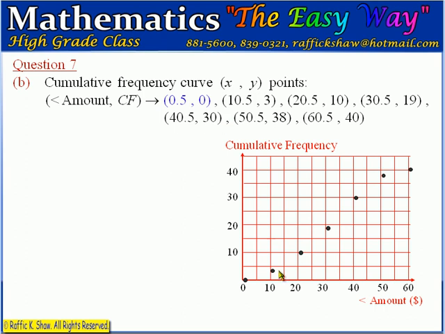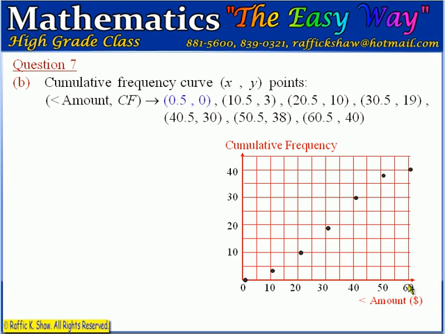And then 40.5, 30, a cumulative frequency of 30, that's this point here. 50.5, 38, that's this point right here. And then 60.5, 40, that's it.